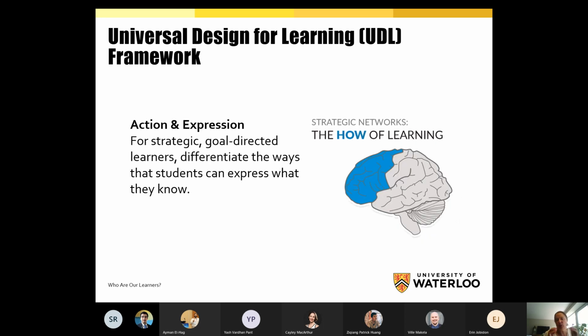And the third element within the Universal Design for Learning framework is the how of learning, and this is the representation piece. Action or representation is what it's referred to. In this particular case, what we're looking at is you want to develop almost that metacognitive piece as part of it, but also strategic and goal-oriented learners, that are able to differentiate in the ways that they express themselves. And what you're doing here is finding alternative ways that they can demonstrate, that they can show that they have learned what they need to learn.